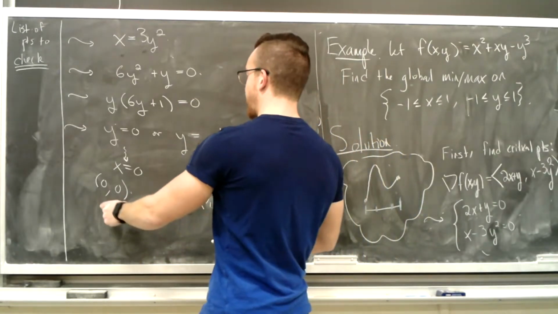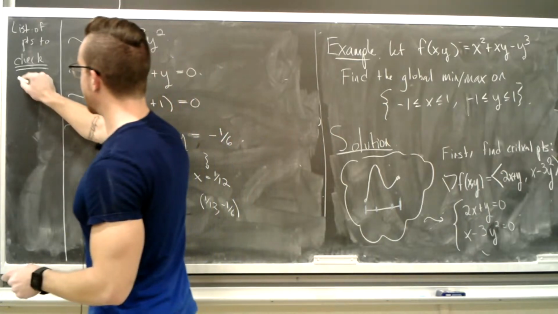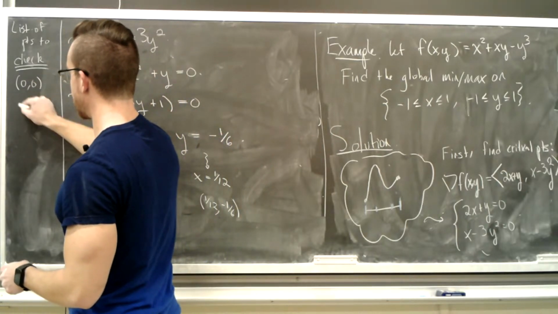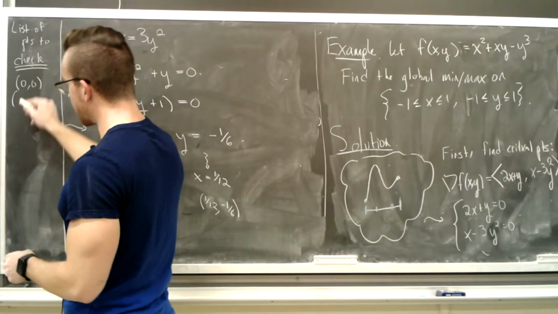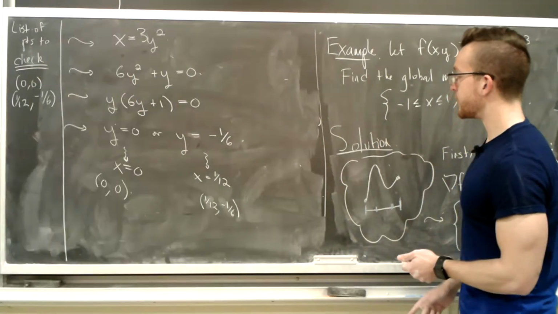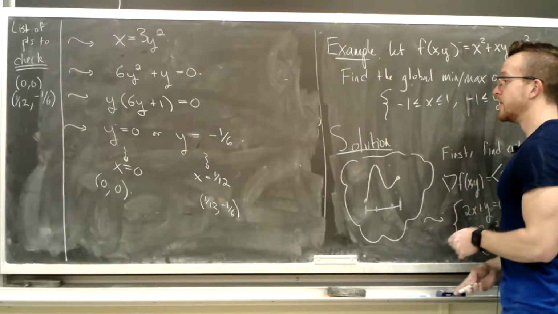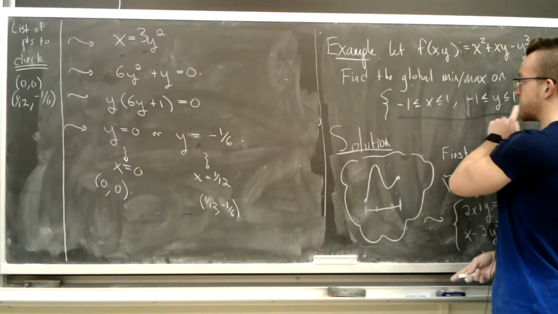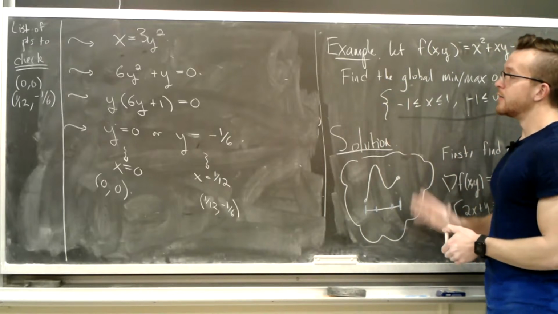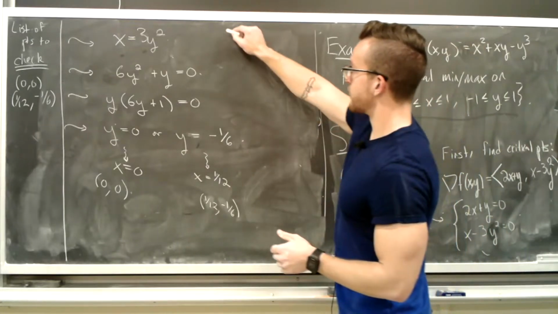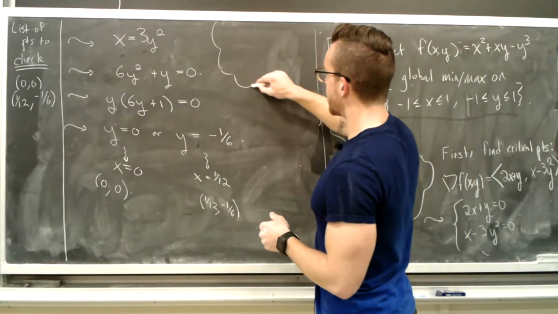Anyway, so far we've generated two such points, (0, 0) and (1/12), all the critical points on the interior of the region. The hard part is going to be that now we have to check the boundary. Now let me draw a picture of the domain to have up here.